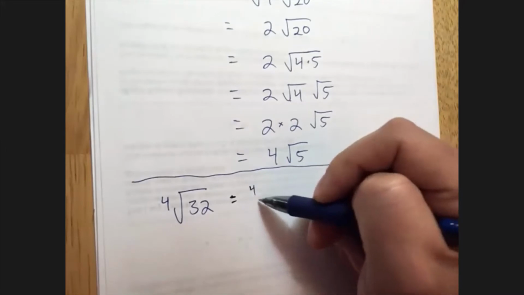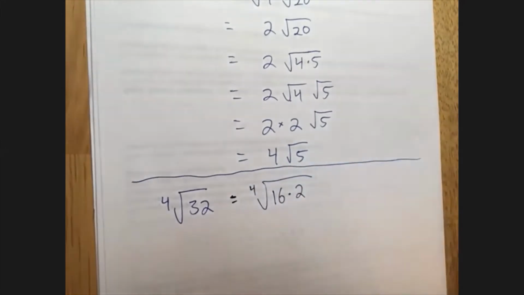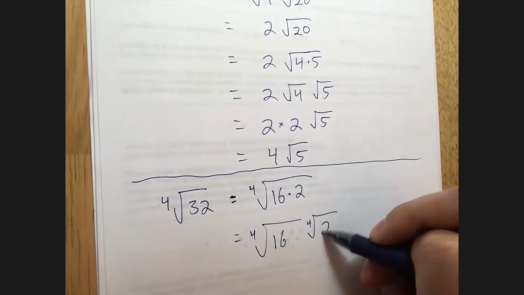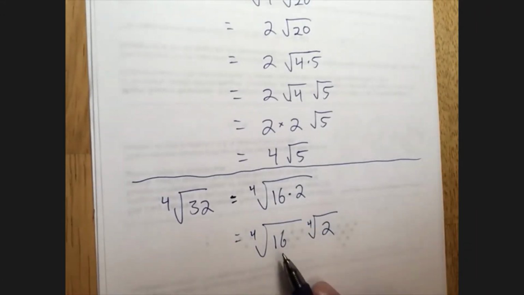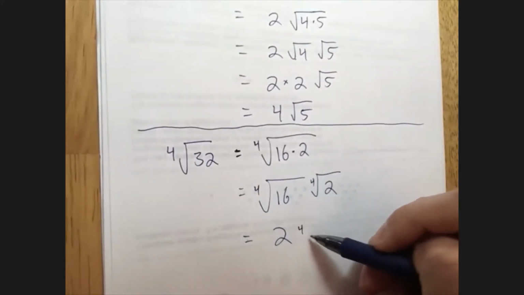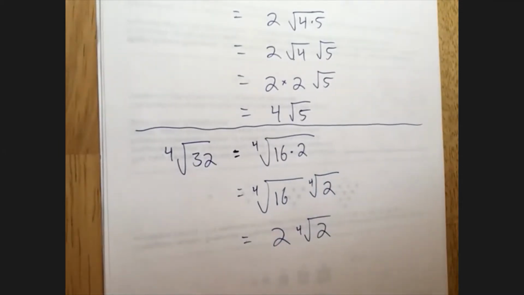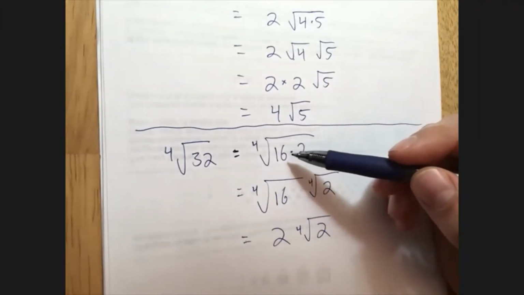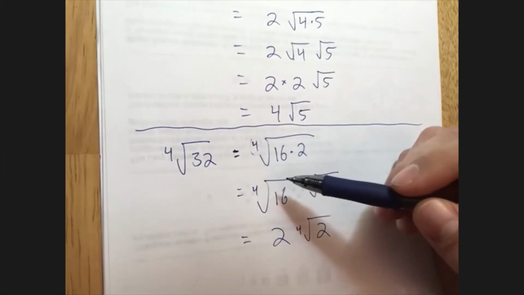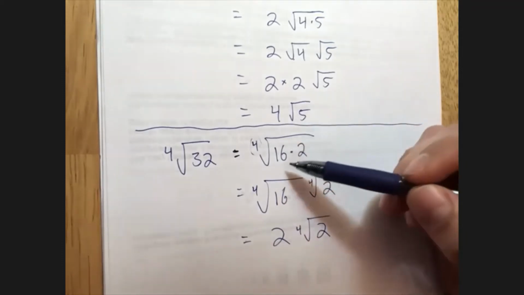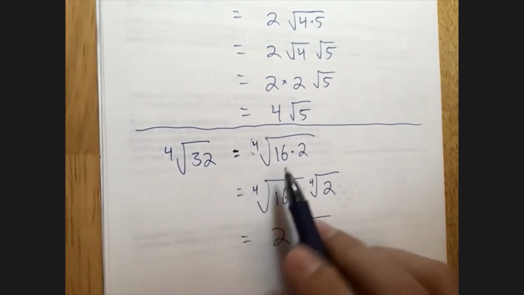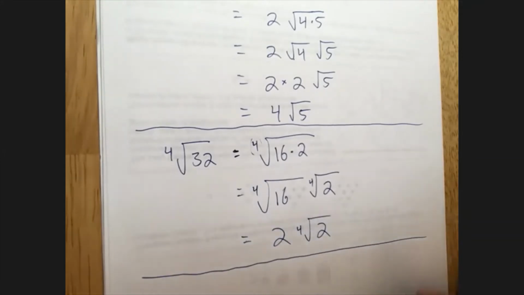So what I'm going to do is break this down as 16 times something. Well, 16 times 2 is 32. And I'll take the fourth root of 16 times the fourth root of 2. And like I said, 16 is 2 to the fourth. So the fourth root of 16 is 2. So that's how we simplify that one. So here, we're not looking for the largest perfect square. We're looking for the largest thing that is something raised to the fourth power. So 16 is 2 to the fourth. So whatever your index is here, you're looking for factors raised to that power.